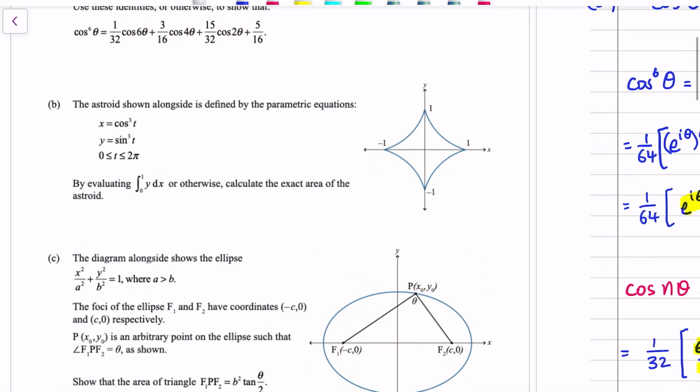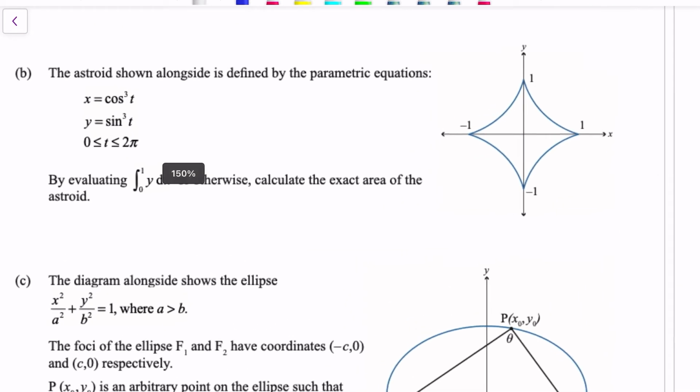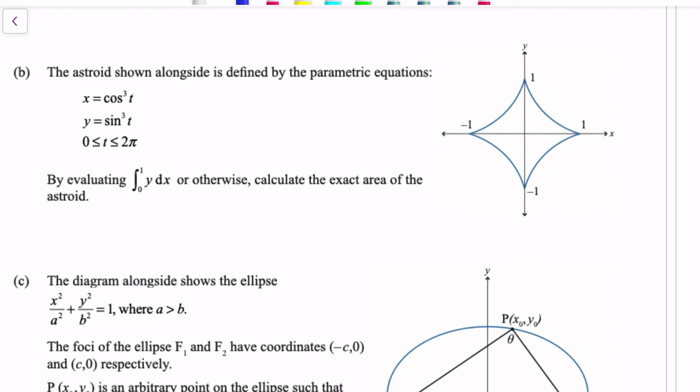Okay, the asteroid shown is defined by the parametric equations. The given parametric equations are there to make the integration supposedly easier. But if we just look at, say, this symmetry, and if I try to find this area here, how do we normally find area? We integrate y with respect to x.